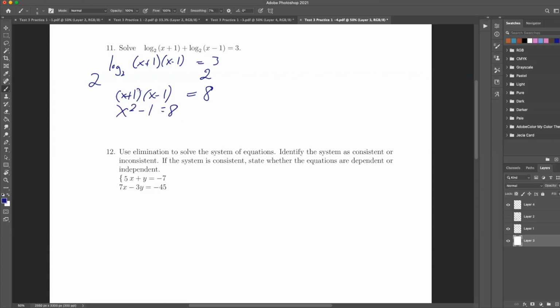Move the 8 over. Do not set x plus 1 equals 8 and x minus 1 equals 8. Do not do that. I see people do it all the time. Don't do it. Resolve it. So we get x squared minus 9 is equal to 0, which means x plus 3, x minus 3 equal to 0. So either x is equal to negative 3 or 3.